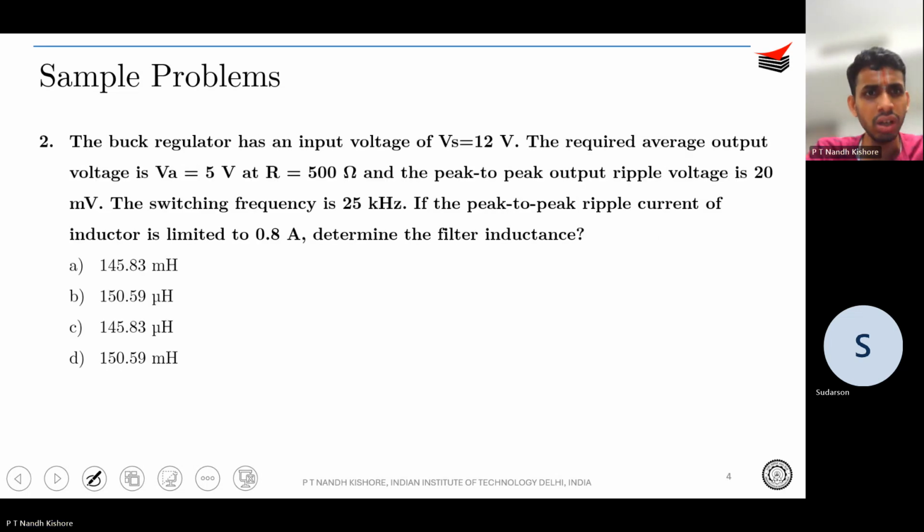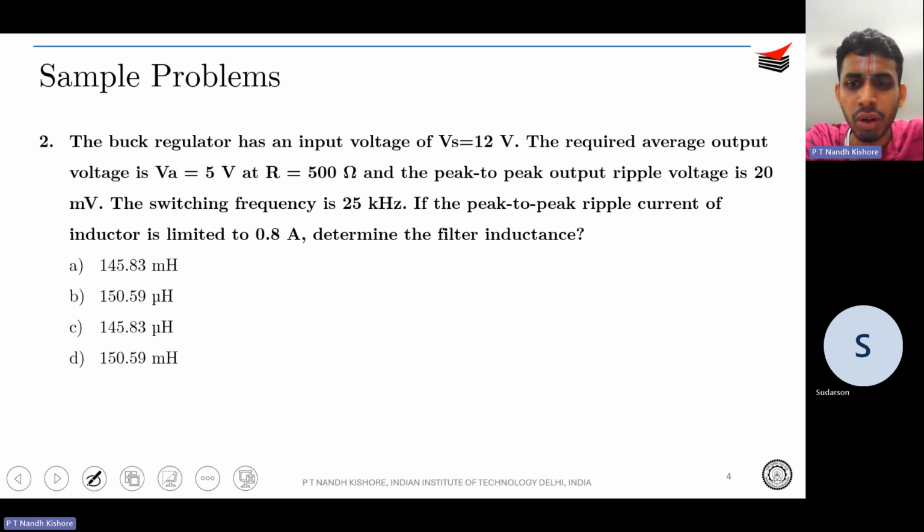Okay. The buck regulator has an input voltage of Vs equal to 12 volts. The required output voltage is Va equal to 5 volts at R equal to 500 ohms, and the peak to peak output ripple voltage is 20 millivolts. The switching frequency is 25 kilohertz. If the peak to peak ripple current of the inductor is limited to 0.8 amperes, determine the filter inductance.